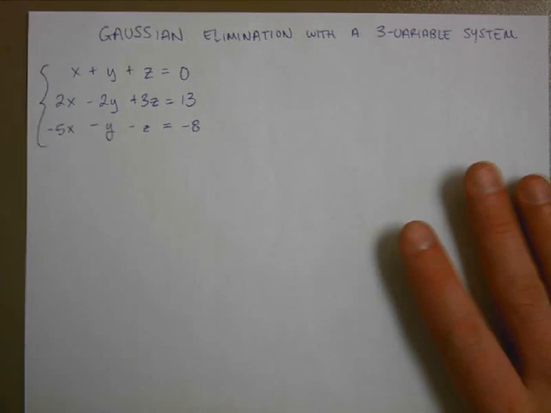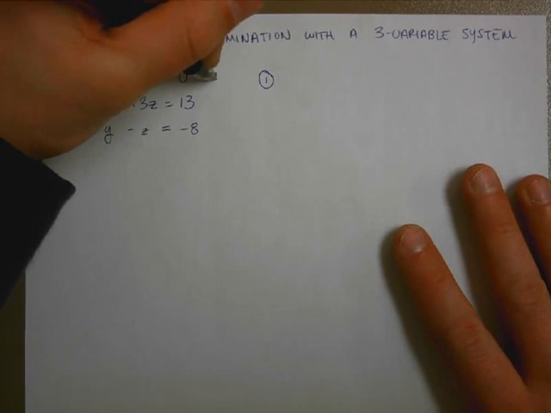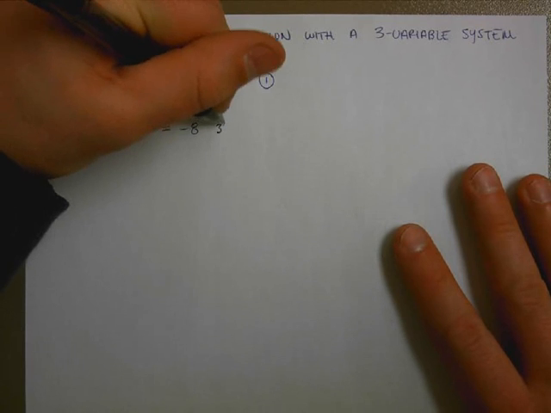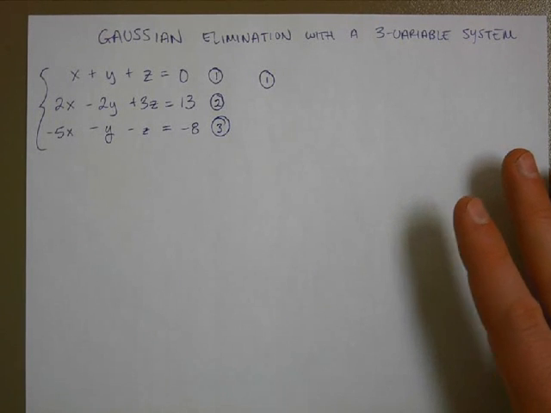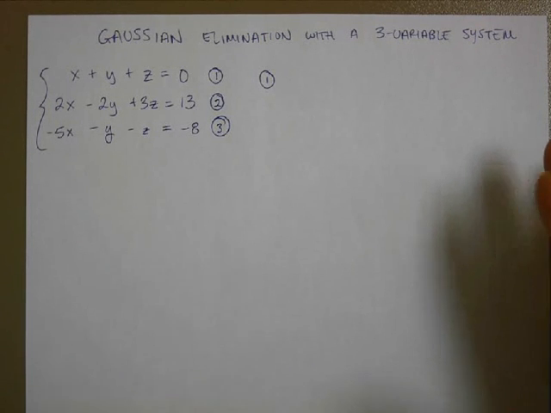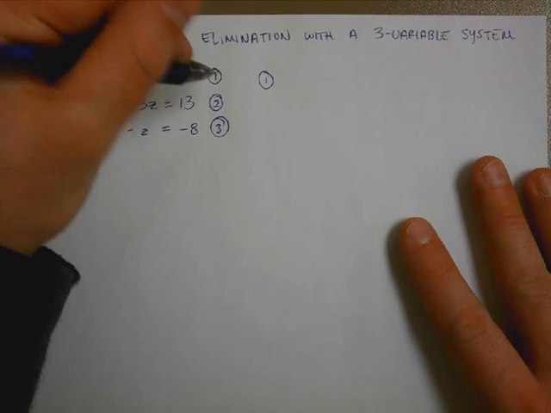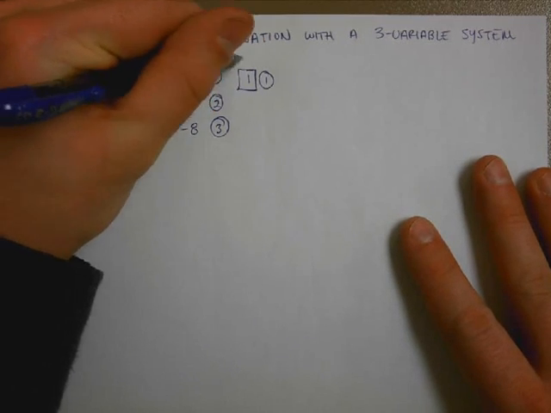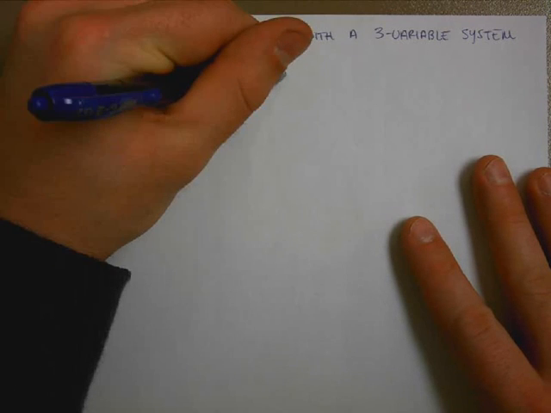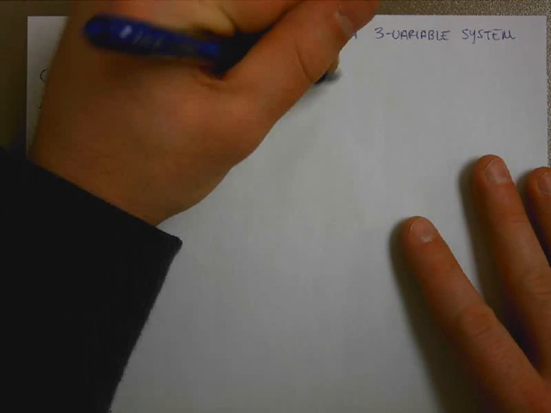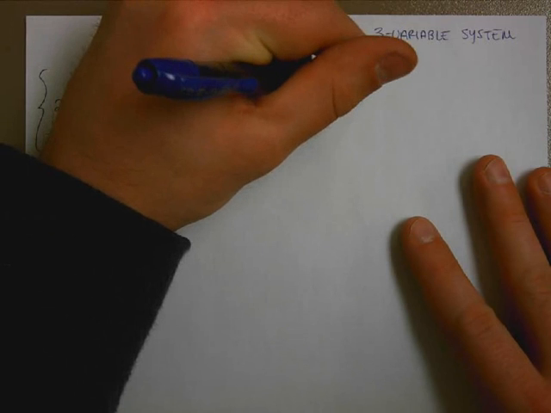Step one, I need to label my three equations, equations 1, 2, and 3. The only reason I'm doing that is so I can talk about equations 1 and 3 and things like that. And you'll know what I mean. Step one, you want to then combine 1 and 2, and you want to get rid of the x using elimination.